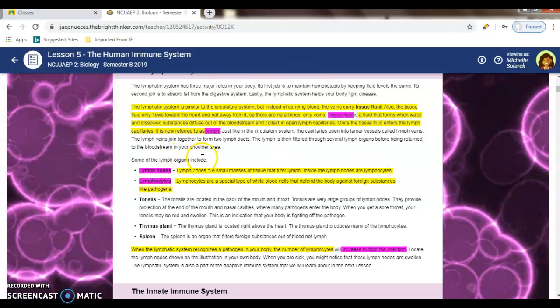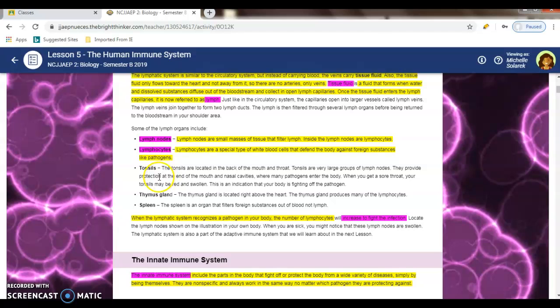So some of the lymph organs include the lymph nodes and lymphocytes. Lymph nodes are small masses of tissue that filter lymph. Inside the lymph nodes are lymphocytes. Lymphocytes are special types of white blood cells that defend the body against foreign substances like pathogens, which we'll talk about more later on.